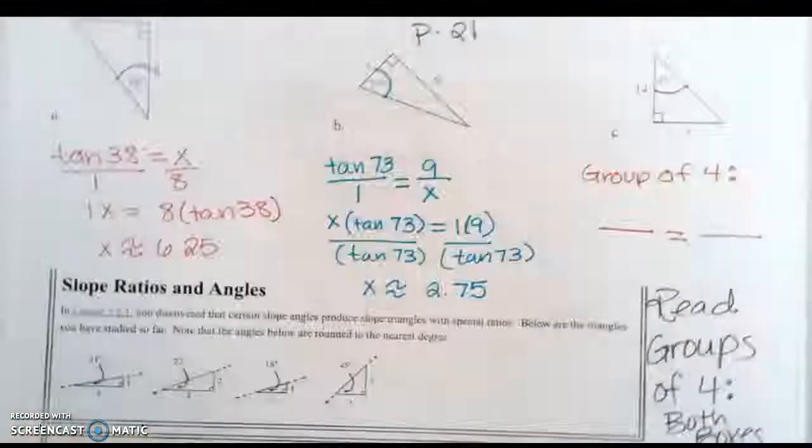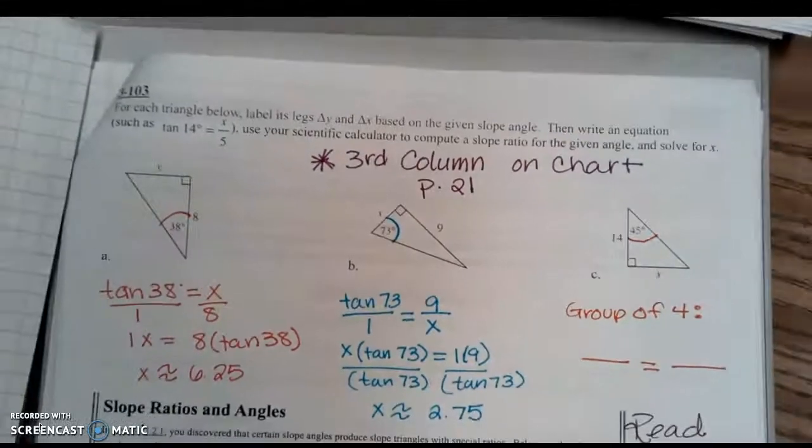Flip over to the top of page 5. Up at the top of page 5 is question 103. For each triangle below, we're going to label its legs as change in y and change in x based on the given slope angle. Then write an equation such as the tangent of 14 degrees equals x/5. Then you're going to use your scientific calculator to compute a slope ratio for the given angle and solve for x. Okay?